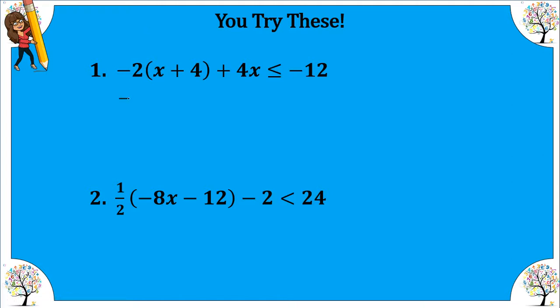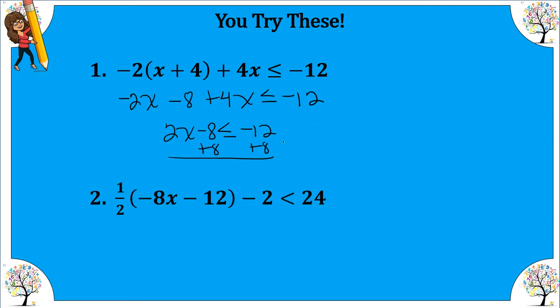Okay, guys, we're going to distribute. We have -2x minus 8 plus 4x is less than or equal to -12. We're going to combine like terms, and so we have 2x minus 8 is less than or equal to negative 12. We're going to add 8 to each side. 2x is less than or equal to negative 4.